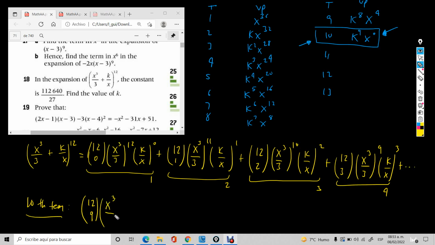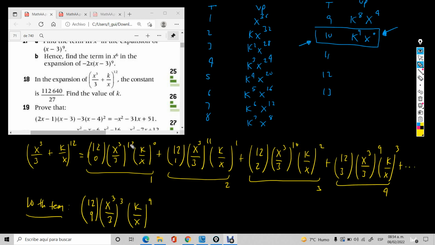And then x to the 3 over 3, to what exponent? That's going to be 12, wait, give me a moment. 10th, 11, it's going to be to the 3, if I'm not mistaken, because of this. Look, let me write the other one, and this should be 12. No, I'm sorry, this should be 9. This should be 9. Yes.